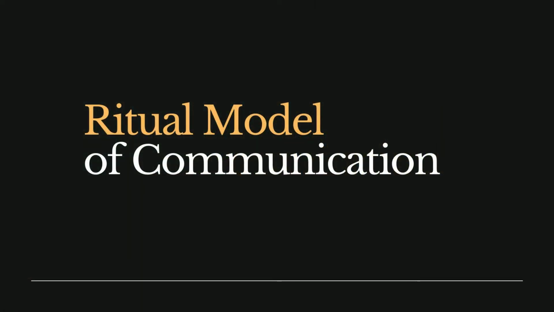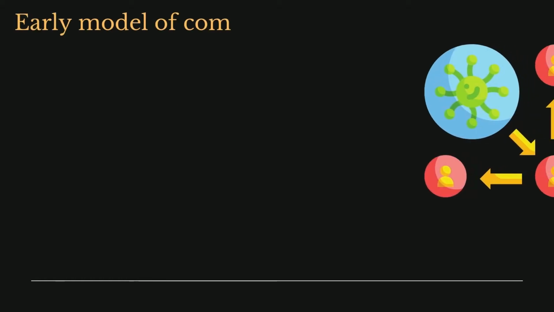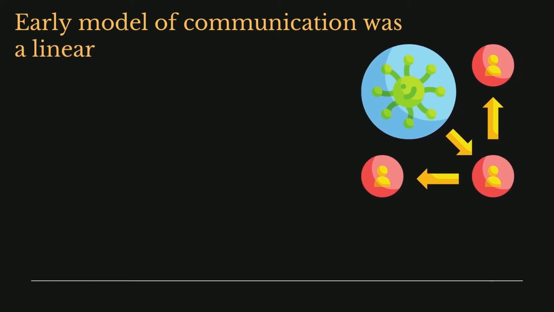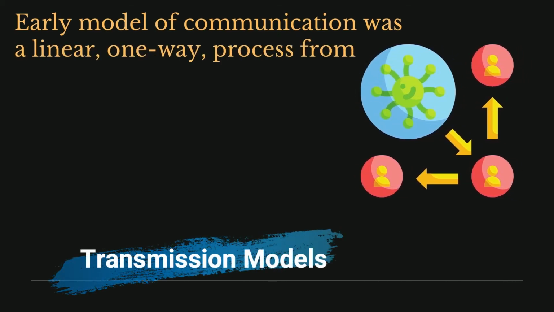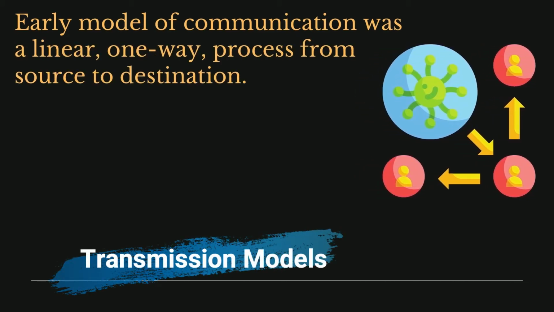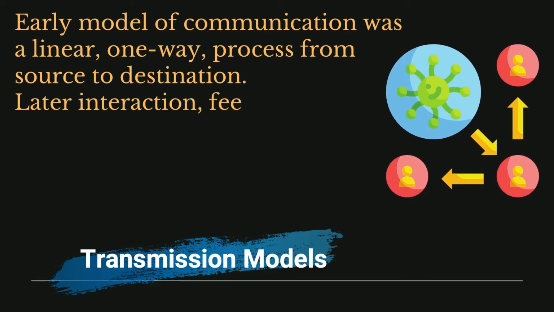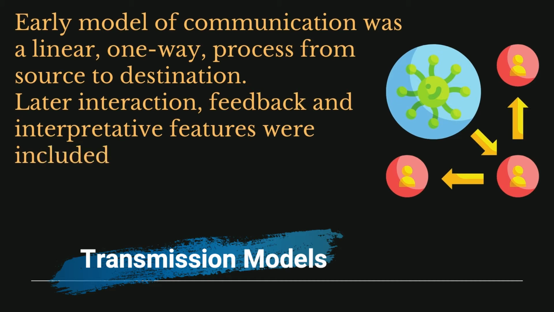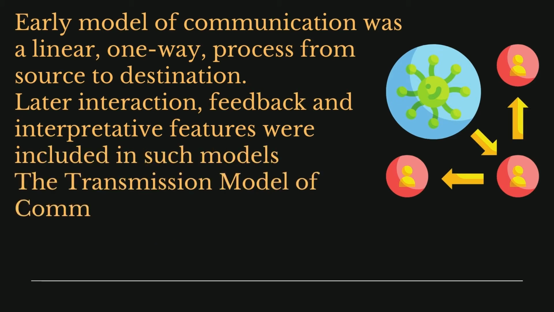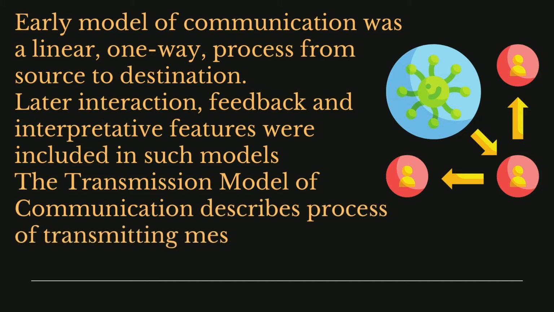The ritual model of communication is very different from the effects models. The early model of communication was a linear, one-way process from source to destination. Later, interaction, feedback, and interpretative features were included in such models. The transmission model of communication describes the process of transmitting messages at a distance for the purpose of control.